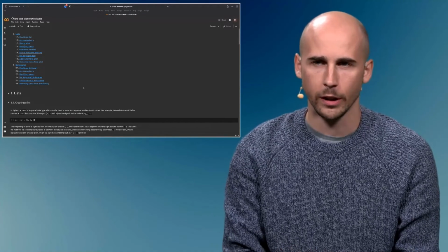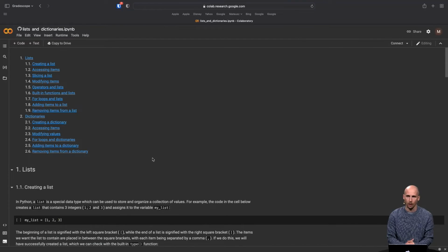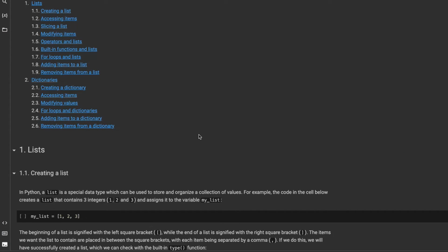Basically, what you have to know about lists and dictionaries on a high level. Lists are a set of elements which are organized in order. So we have a first element, second element, third element. They are used for various reasons. We will see examples of that in a minute. We will start with lists.